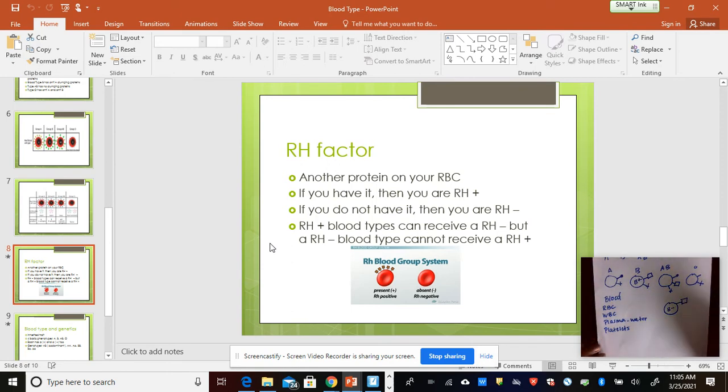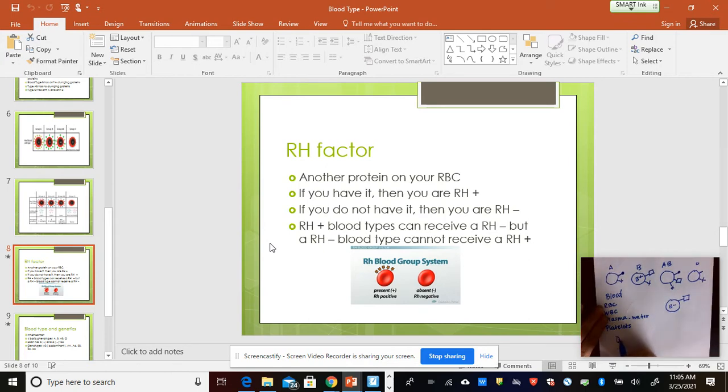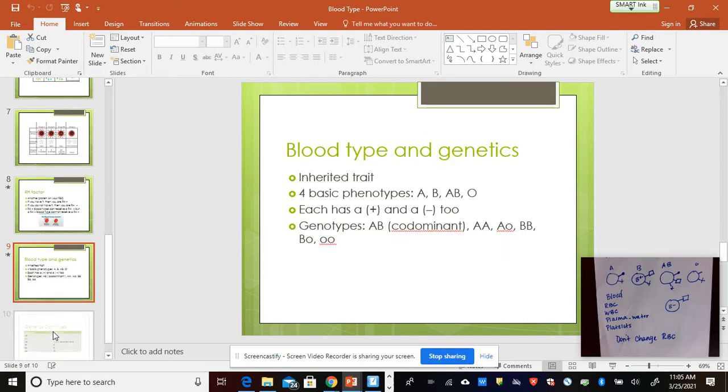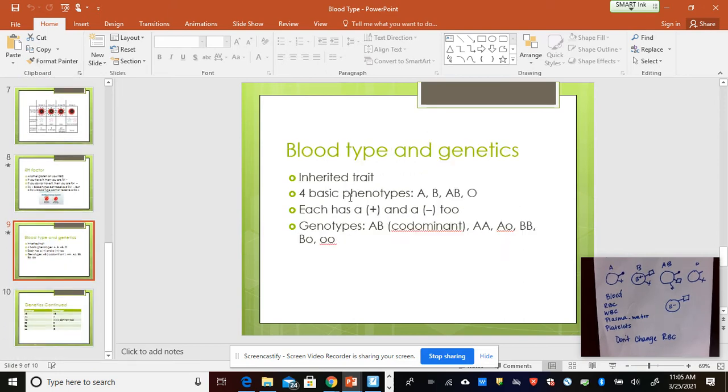Okay? So the biggest thing to determine universal donor and universal receiver is you don't want to change the red blood cell at all. So you can't make it look any different than what it originally looks like. So it's an inherited trait, and there are 4 basic, you'll remember, phenotypes. This is what it physically looks like, your marker molecules. You have A, B, AB, and O. Each has a positive and negative.